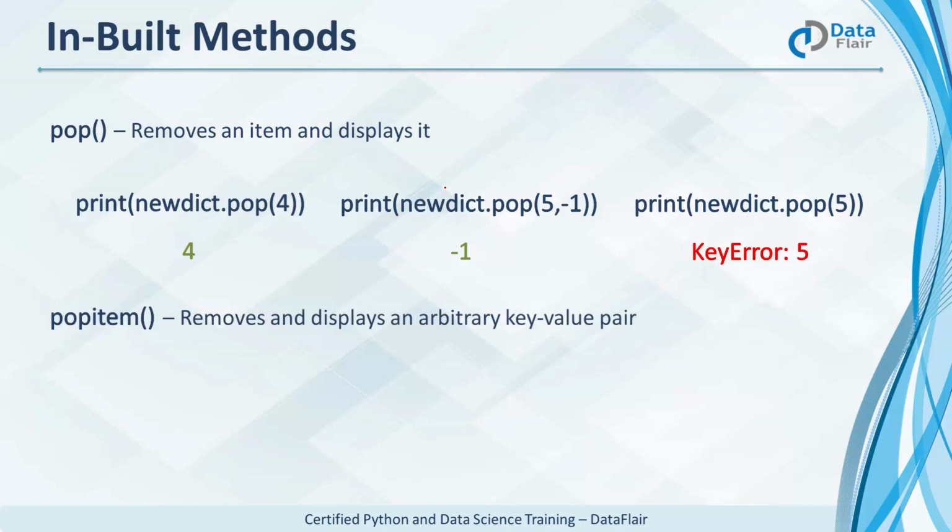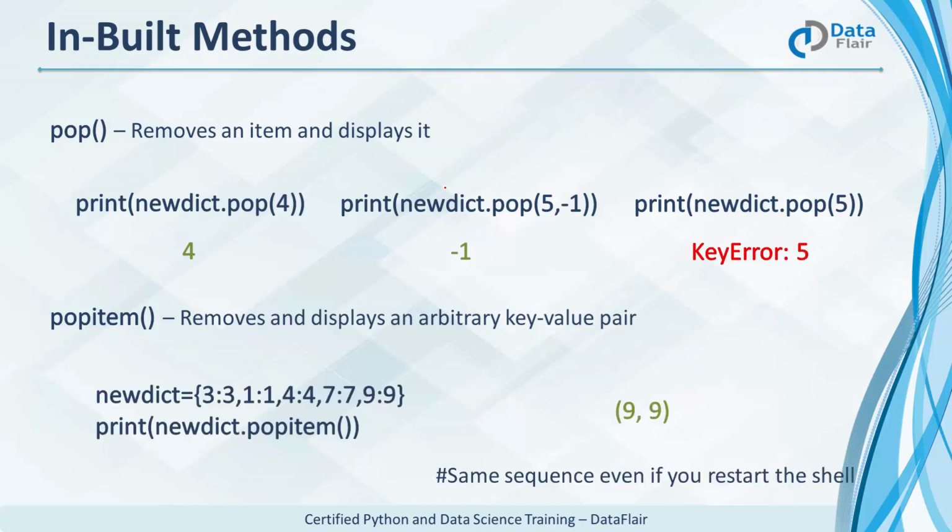And popitem randomly removes an arbitrary key-value pair from the dictionary. This removes the pair 9, 9 from it. And note that you'll get the same sequence of removal even if you restart the shell and do it again. There are no truly random numbers in Python, only pseudo-random. There's always a pattern.